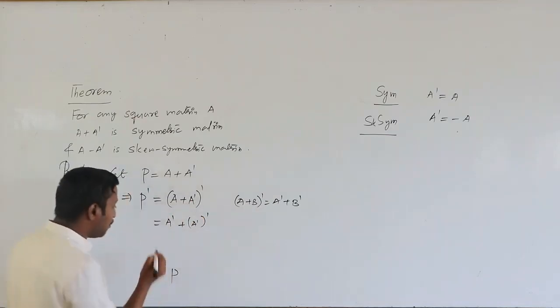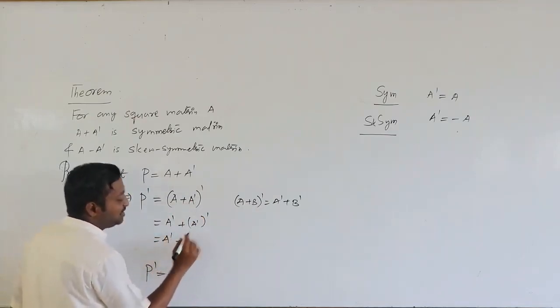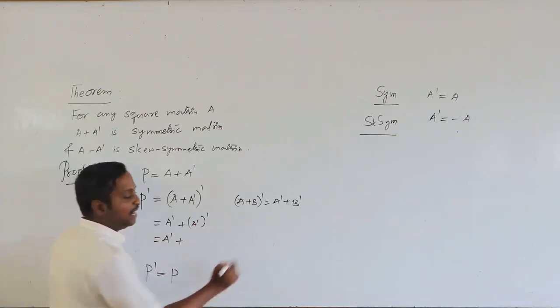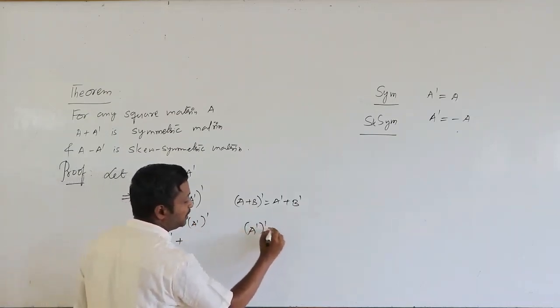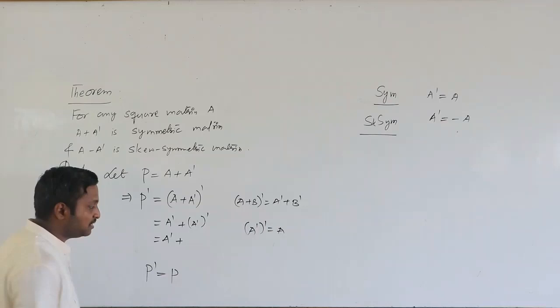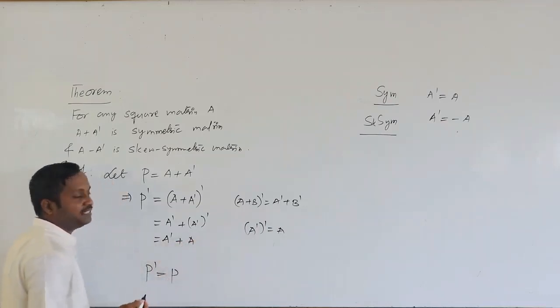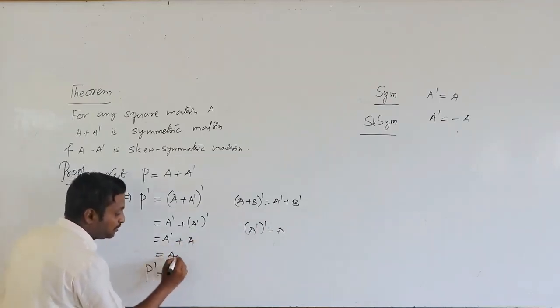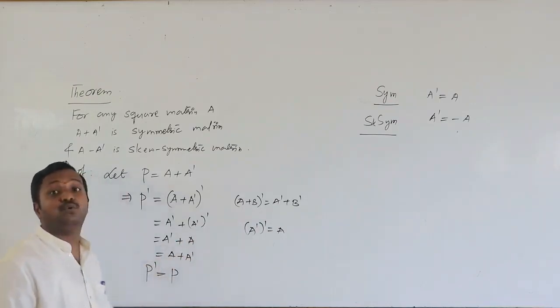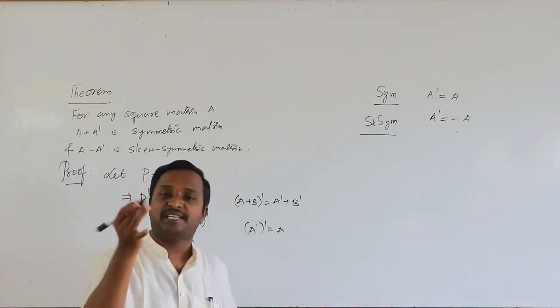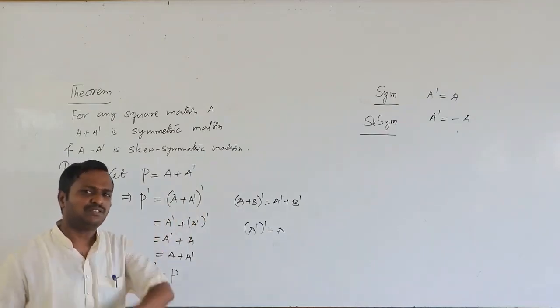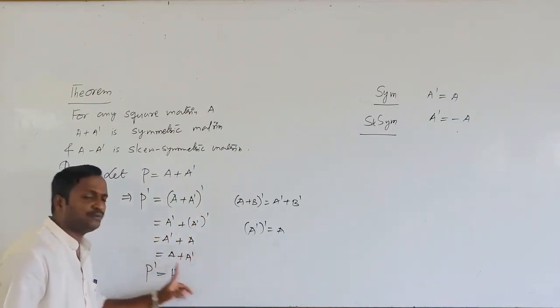Isn't it? Now what happened? A dash plus A dash whole dash is what? I also said that property. A dash whole dash is A. Therefore, this is A dash plus A. A dash plus A is nothing but A plus A dash. Commutative holds under matrix addition. 2 plus 3 equal to 3 plus 2. Same thing. A dash plus A equal to A plus A dash.